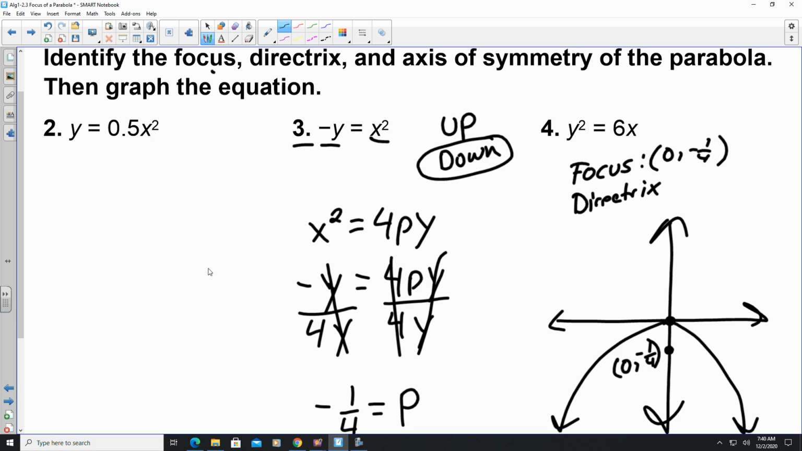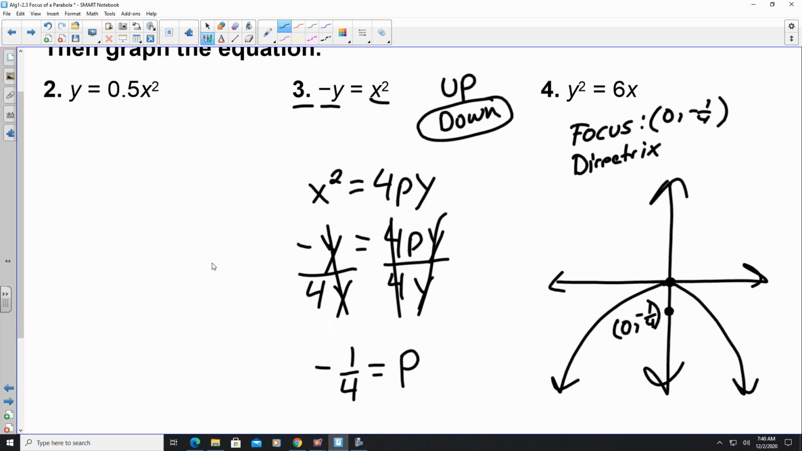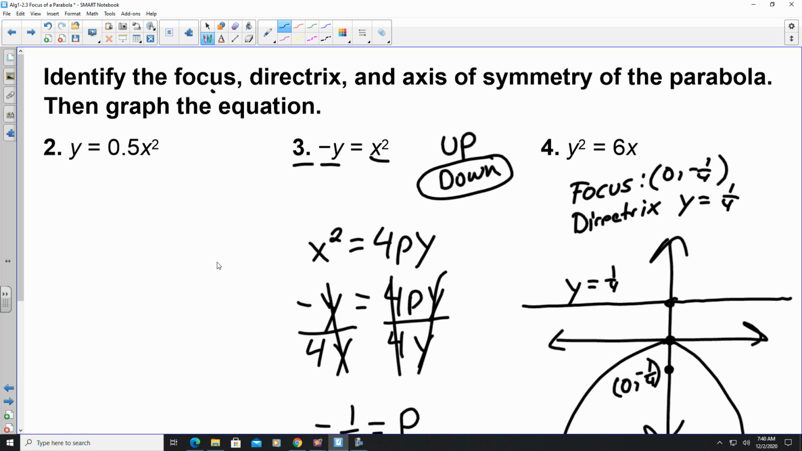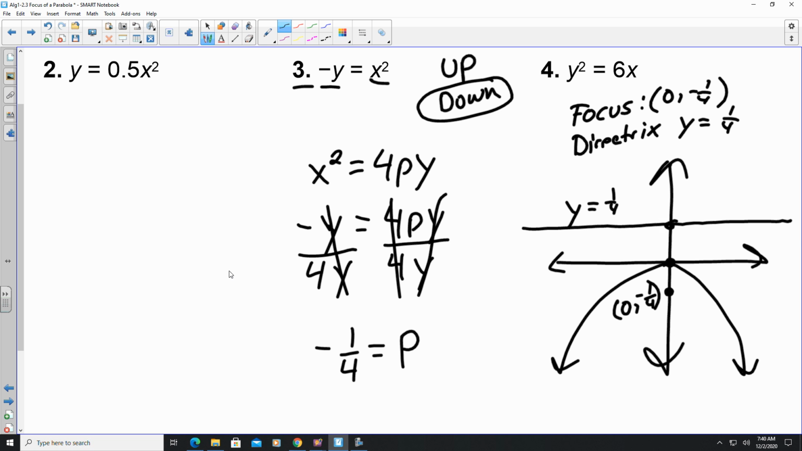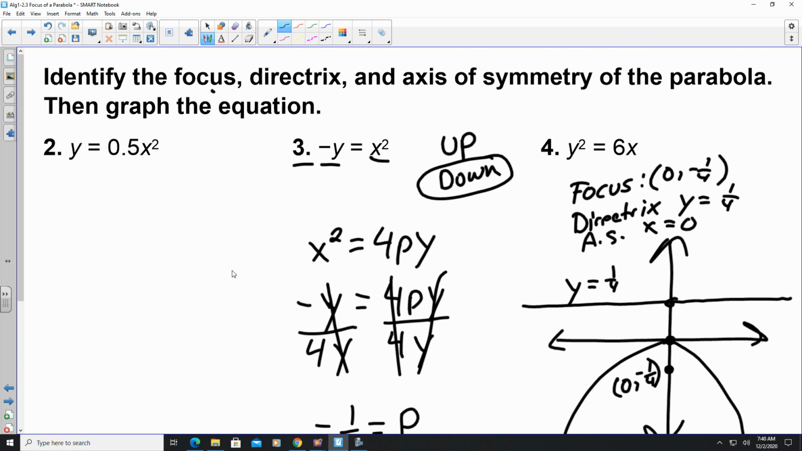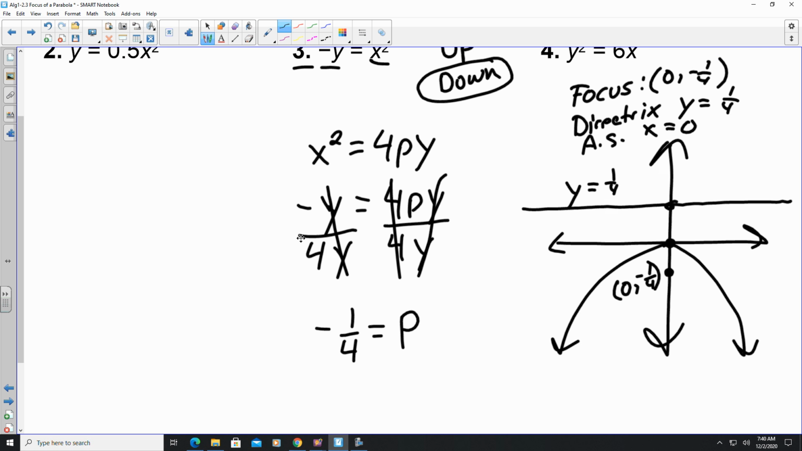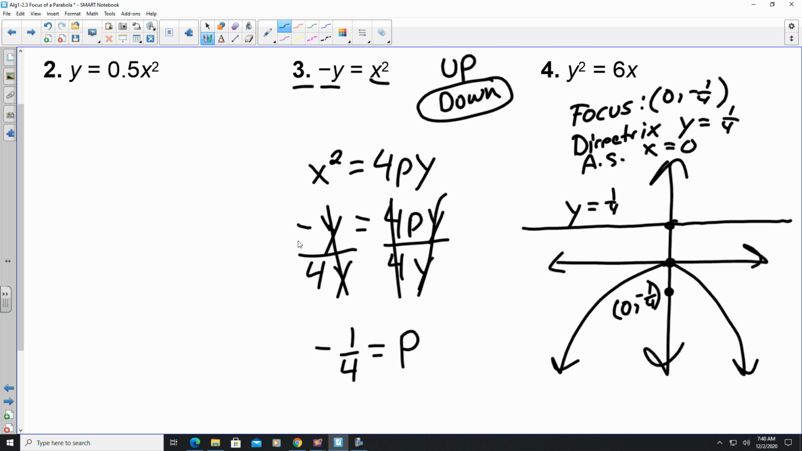My directrix is going to be the opposite of p. So the opposite of p is positive 1/4. And it is, in this case, a horizontal line. Since it's horizontal, it's y equals positive 1/4. My axis of symmetry, in this case, is going to be vertical. So that is x equals 0 in this particular instance. And I graphed this parabola equation.